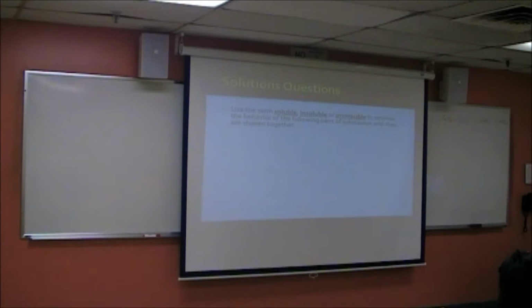Here's some questions. Use the term soluble, insoluble, or immiscible to describe the behavior of the following pairs of substances when they are shaken together. 25 milliliters of cooking oil and 25 milliliters of vinegar. The resulting mixture is cloudy and gradually separates into two layers.